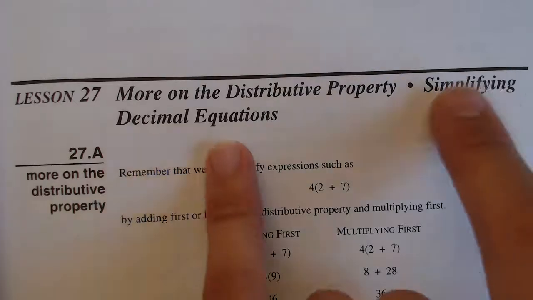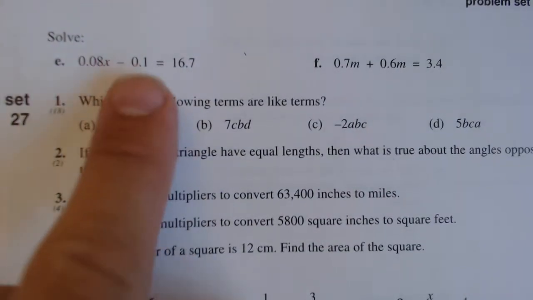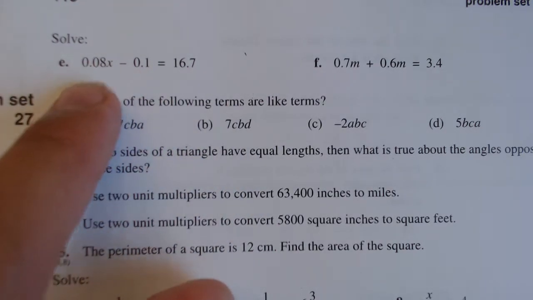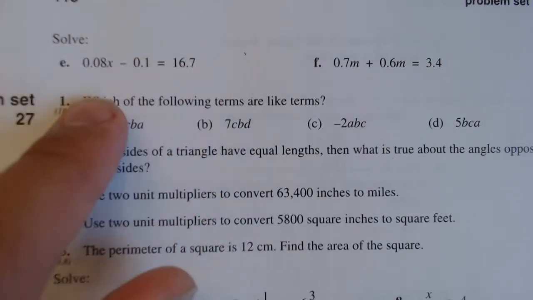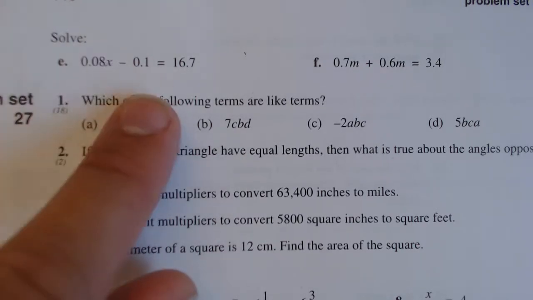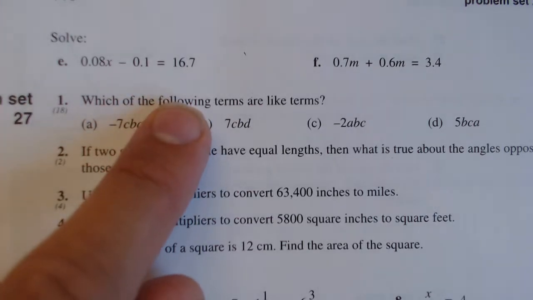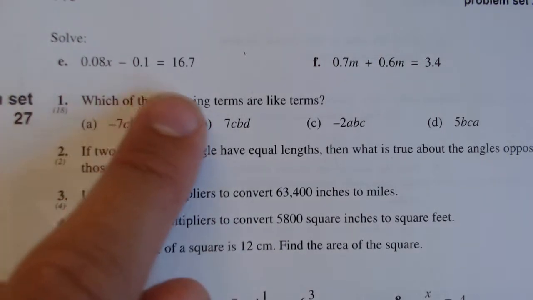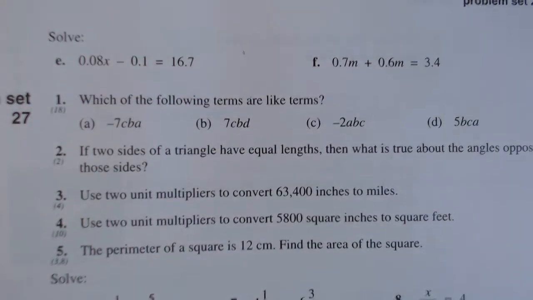If you can't remember what simplifying decimal equations is, it's if we have an equation like e here, before we solve it, we would look for the highest decimal number, which is 0.08x, so it's two decimal places, so we multiply every single number in the equation by 100 to rewrite our equation as 8x minus 10 equals 1670. So we'd use multiplying by 100 to make it all whole numbers, and then it's easier to solve. So we're not going to focus on that in the practice.